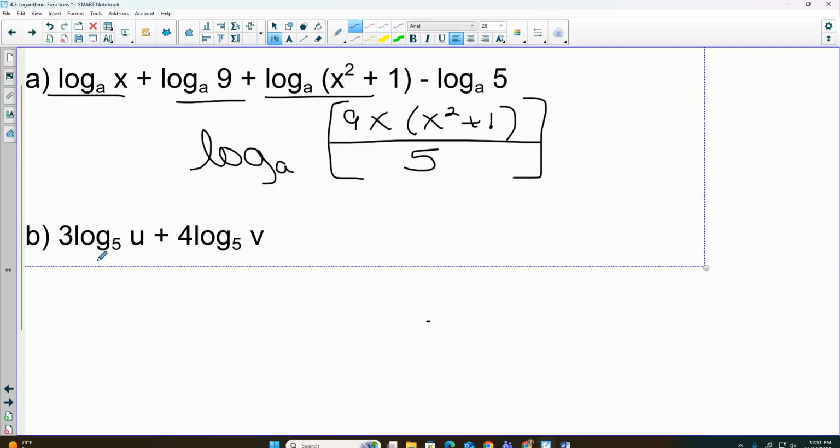On B, what do I do first? Take those coefficients into the exponents, so we get log base 5. Both of these are added, so it's just u to the third, v to the fourth. Do we need more practice with these? Then I have one final type of problem for today.